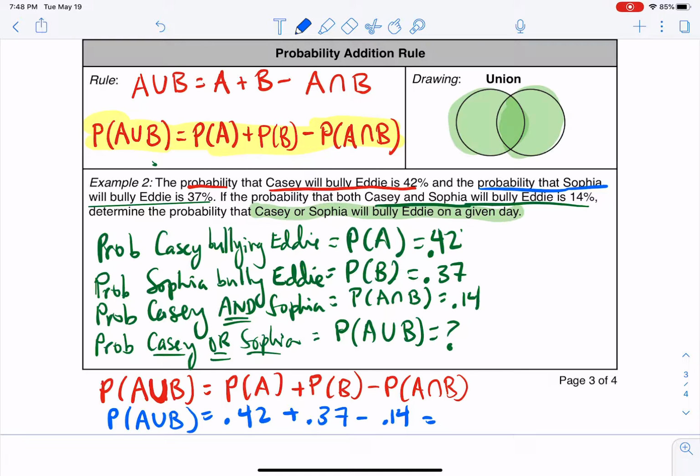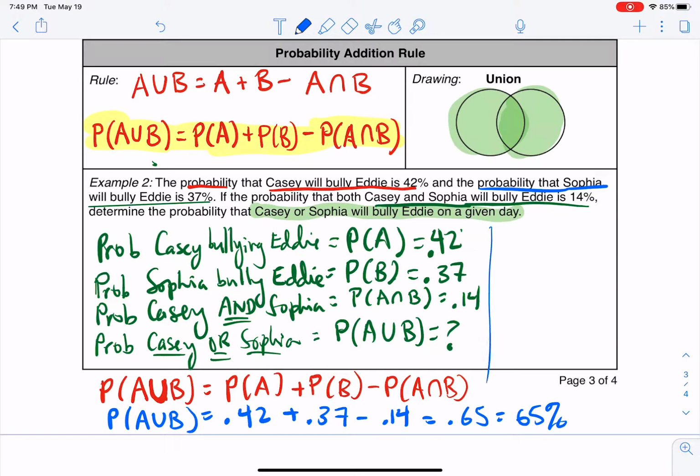Then I turn to my calculator and do those operations from left to right. So 0.42 plus 0.37 minus 0.14. And so the probability of either of those things happening is 0.65. And that, of course, is the same thing as 65%.